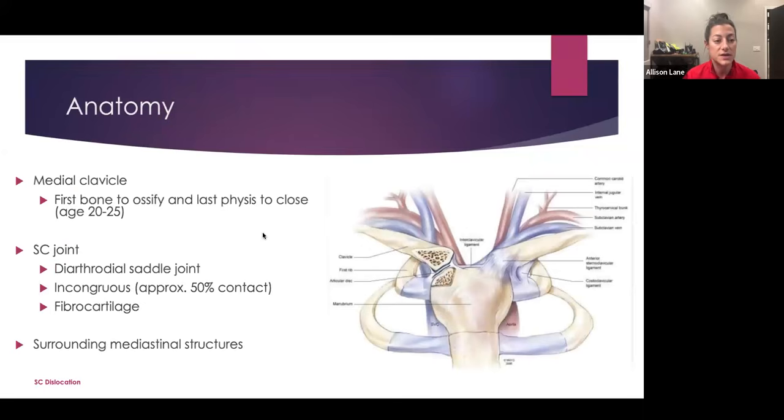So a little bit of anatomy on this. You have that medial clavicle, and as I mentioned, it is prone to have a physis injury. So it's the first bone to ossify, but it's the last physis to close at age 20 to 25. So that's why we need to just keep an eye out for that. And then you have your SC joint in general. So it is also a diarthrodial saddle joint. It doesn't have complete bony congruence and only about 50% contact. And then there's a fibrocartilage in between it. But you can notice all of the surrounding mediastinal structures that are in that area. So you can imagine if you have that posterior dislocation, it potentially can cause some pretty bad injuries.